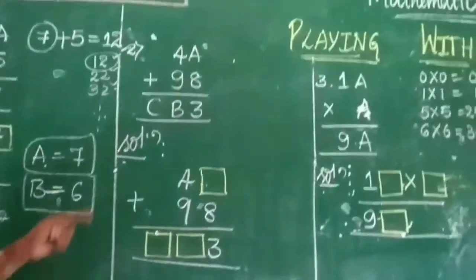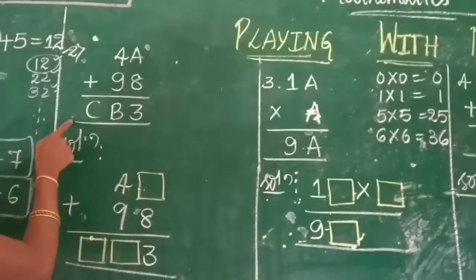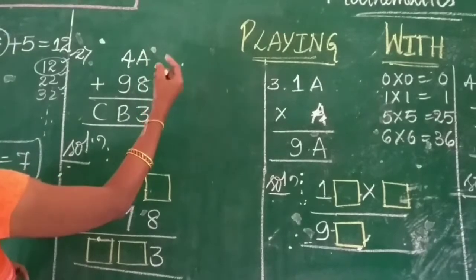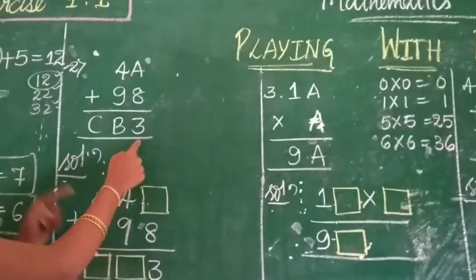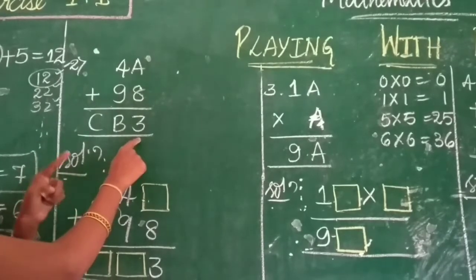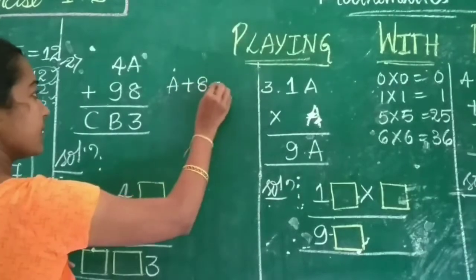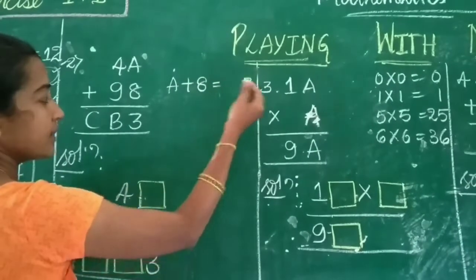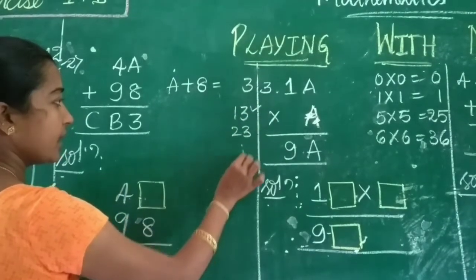Next, we come to the second problem. See children, here also addition is there. Observe here, A added with A gives a number that has 3 in the unit place. A plus 8 gives the number. Here, let us guess the number. The number may be 13, 23 and so on.